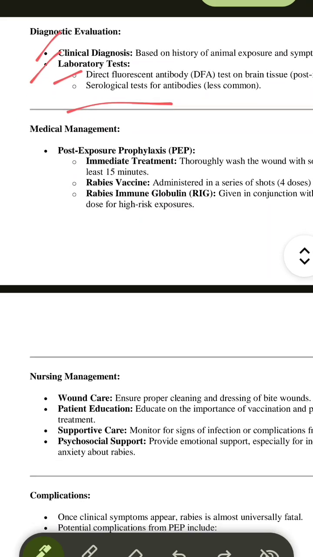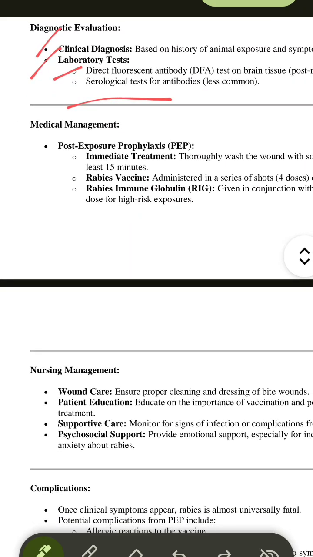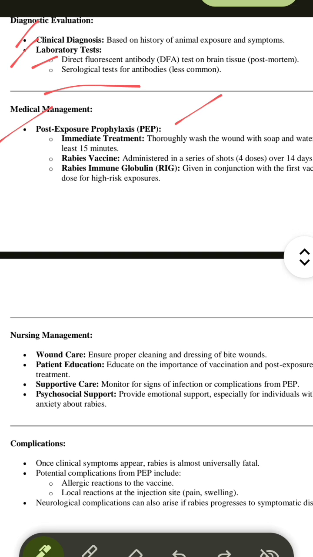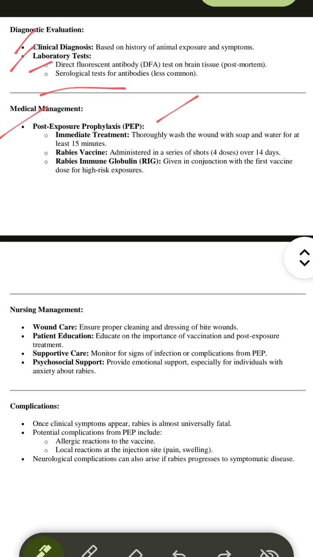Next we'll move on to medical management. Basically, we require post-exposure prophylaxis, PEP. Immediate treatment is required: wash the wound with soap and water for at least 15 minutes. After the animal bite, we have to wash the infected area or wound area with soap and water for at least 15 minutes.